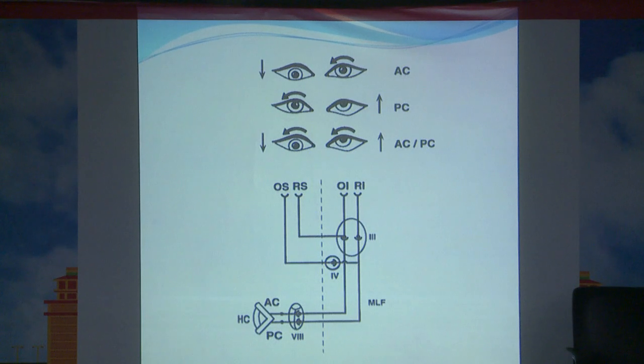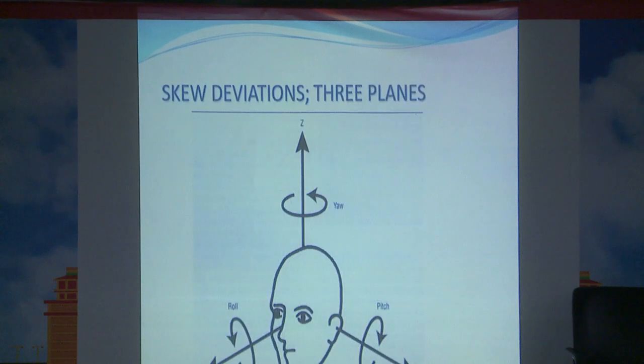Now what do we call this? This is conjugate torsion, because both eyes are torted in the same direction. One extorsion, other intorsion, so it is like eyes torted this way or torted this way. Now if both eyes are extorted or both intorted, we call it disjugate torsion. We will see some pictures about that.